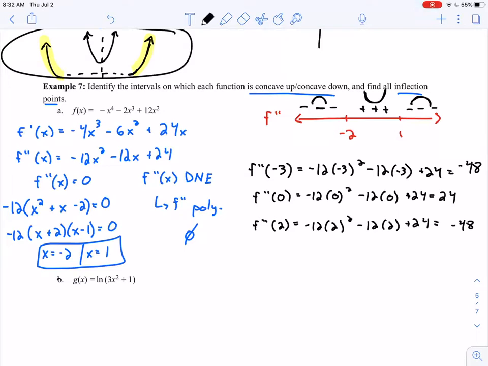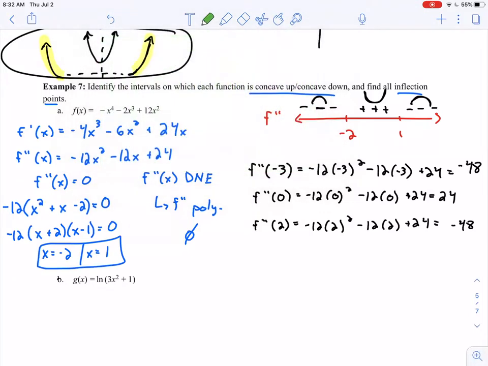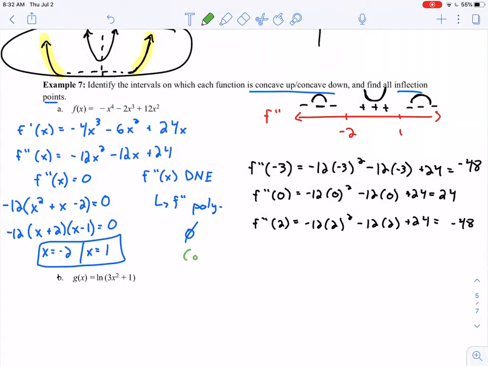Again, at this point, most of my work is done. I have this sign chart right here, which has all of the important information. I have just a couple small steps here at the end. So first of all, let's talk about where our function is concave up or concave down. Our function is concave up on this middle interval right here between negative 2 and positive 1. So it's concave up on negative 2 to positive 1.